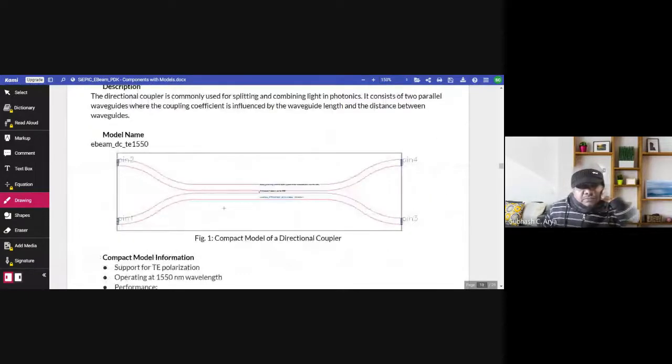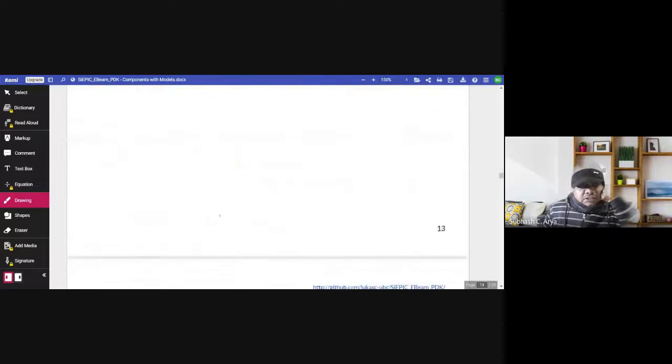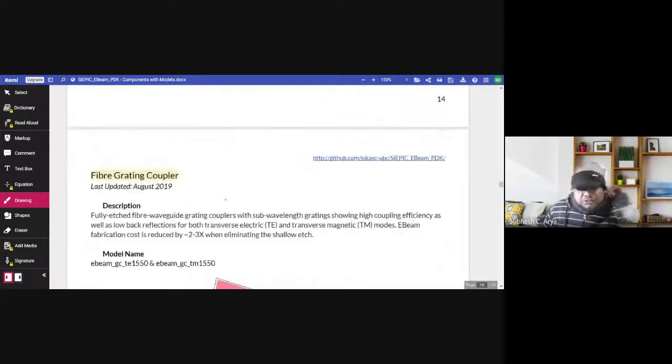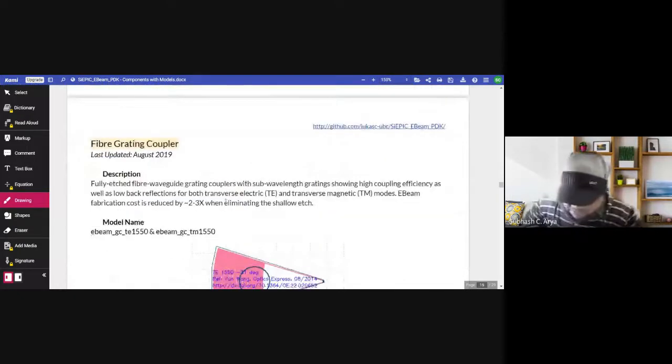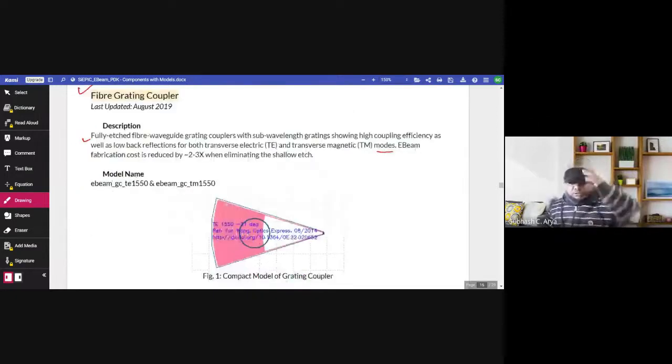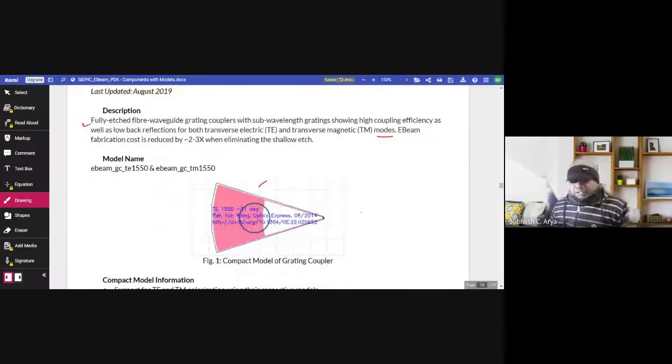This is the directional coupler, and yeah, this is the grating coupler. Let me read because we have used this. We invariably use this fiber grating coupler. So what is it? It is a fully etched fiber waveguide grating coupler with sub-wavelength grating showing high coupling efficiency as well as low back reflection for both transverse electric and transverse magnetic modes. That is why you have seen I have used both. In this one I only changed the orientation as per the convention.